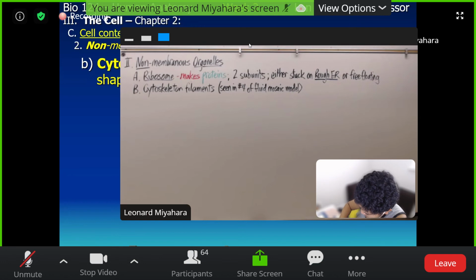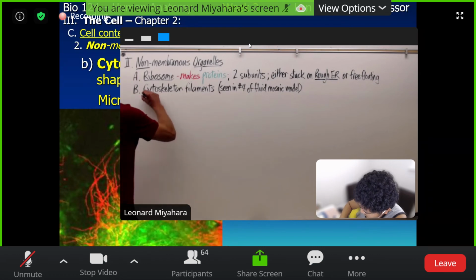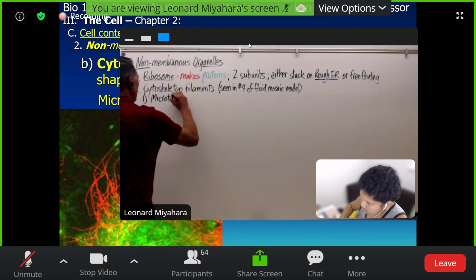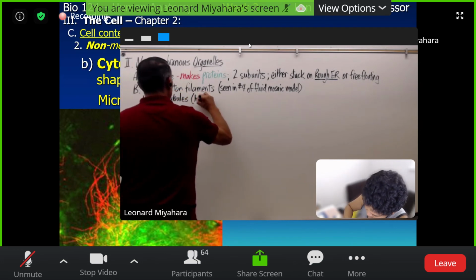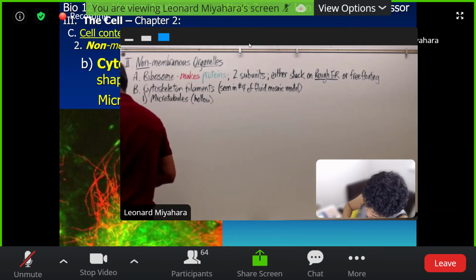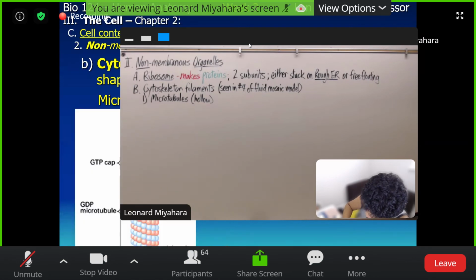Now there are 2 subforms. There's microtubules, and these are hollow. Each protein is one of those balls in this figure right here. Each one of those is a protein molecule, and it forms this hollow helix. That's a microtubule.